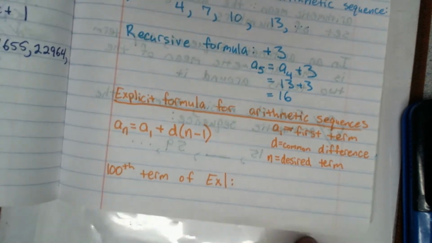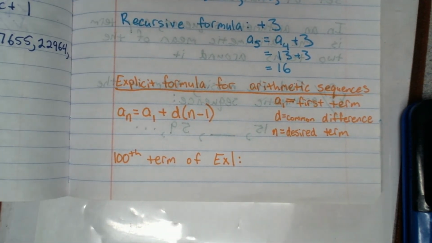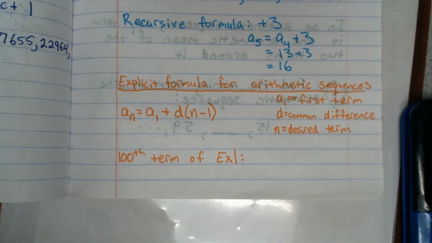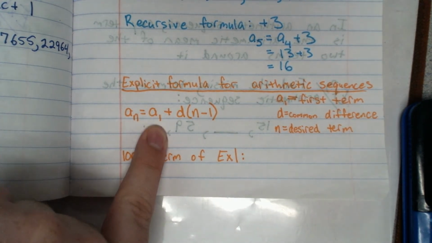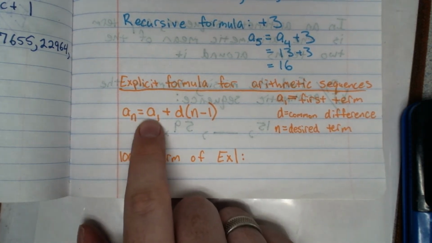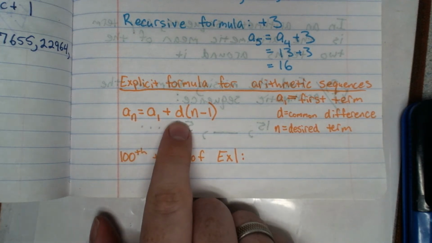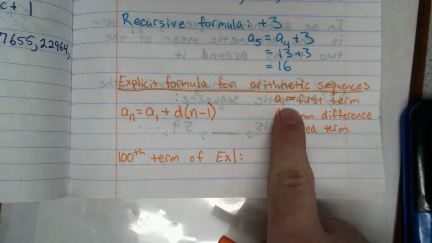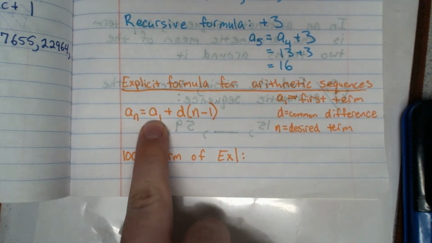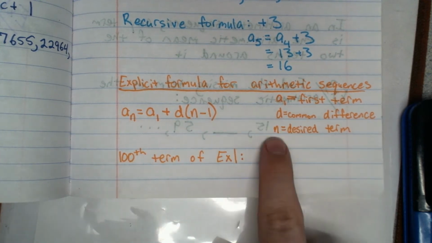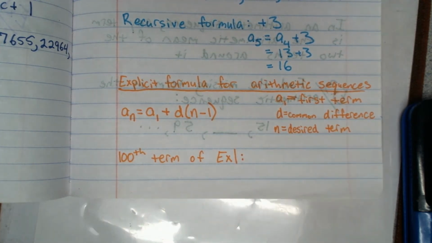So 16 would be the next term in this arithmetic sequence. Now, this is taking it up a notch. It is nice to be able to find an explicit formula for these sequences. And there is a general way that you can make an explicit formula for an arithmetic sequence. That formula is a sub n equals a sub 1 plus d times the quantity n minus 1. So a sub 1 is your first term in the sequence. D is the common difference between the terms in the sequence. And n is the desired term that you want.